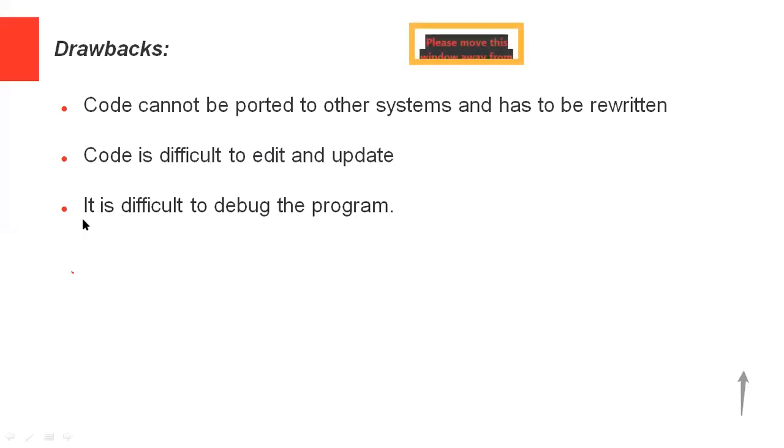And the third drawback is that it is difficult to debug the program. What is debugging? We are finding the errors, so it is also difficult. We are writing a program in machine code, which is difficult to debug. So finding the errors is critical.